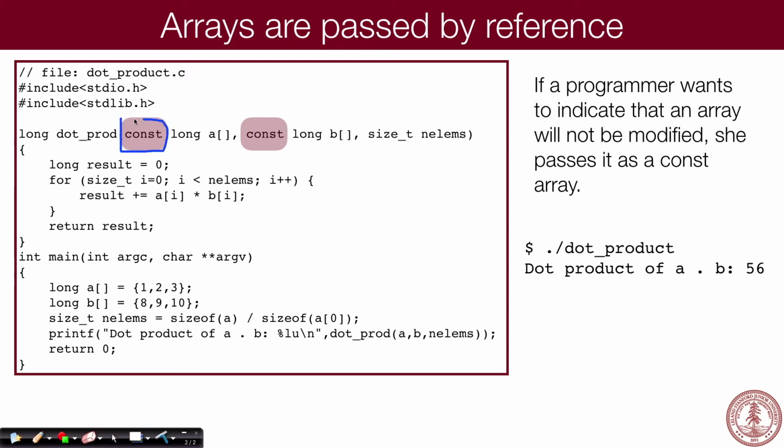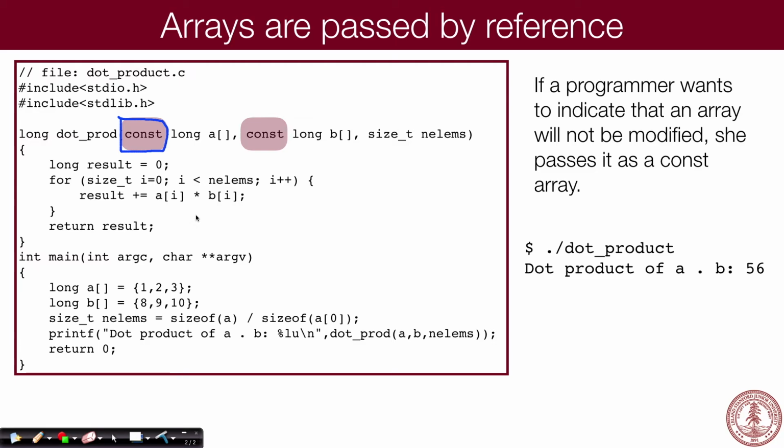In other words, a const long a bracket, or a const long asterisk a, exactly the same thing, means that inside the function you are not allowed to update the values in that array. The compiler will stop you from doing that, unless you cast it, but that's a different story. The compiler will not let you change the value if you declare it as const. So if you're just trying to use the values, it's nice to do that.